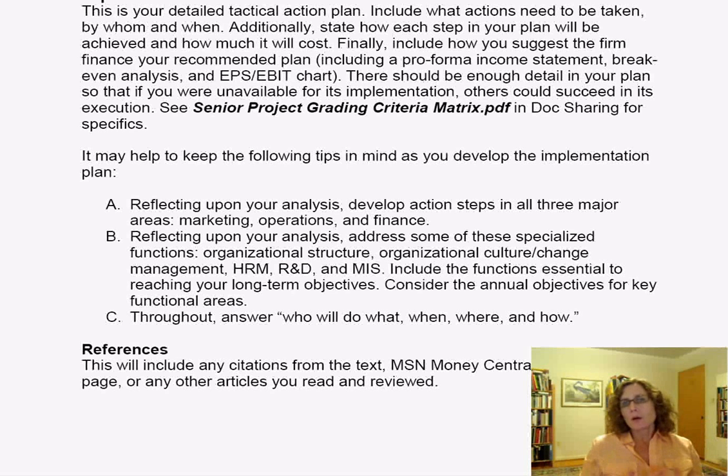In these functional areas, you may also consider developing some annual objectives. If you remember from Chapter 5, we talked about long-term objectives, and then we funneled it down into annual objectives, which are almost subsets of the long-term objectives. So the functional areas need to set some objectives. So you want to think it through to that level of detail. And again, as I mentioned before, throughout, answer the questions: who will do what, where, when, and how. If you think it through to that level, you've covered the implementation plan in enough detail.